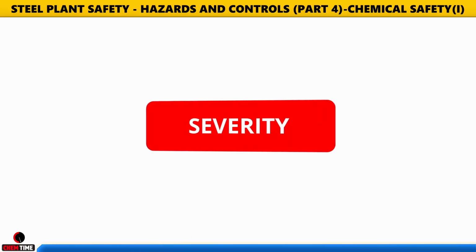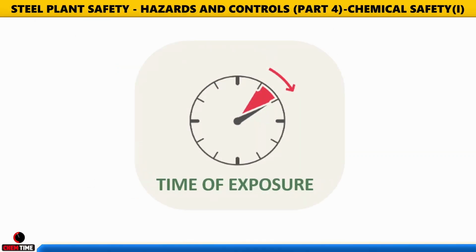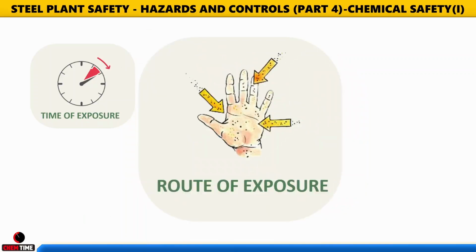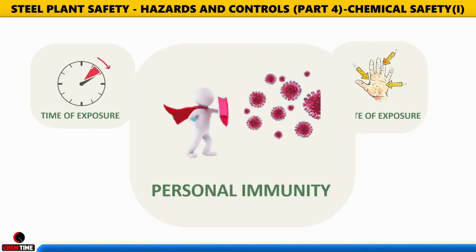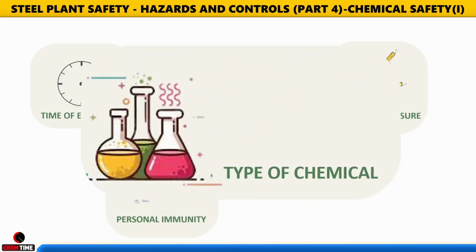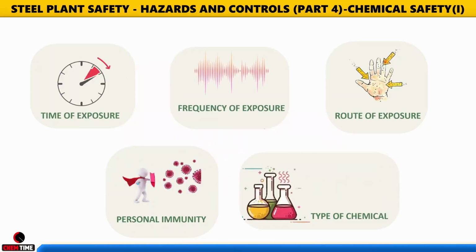Next, the severity. For every chemical, the severity level depends upon these 5 basic principles. Number 1, time of exposure: the amount of time you have been exposed to that particular chemical. Number 2, the frequency of the exposure: how frequently you are getting exposed to that particular kind of chemical. Number 3, the route of exposure, just like the routes of exposure we have talked about: absorption, ingestion and inhalation. And number 4, personal immunity: how immune you are to any chemical entry into your body. And number 5, the types of chemicals. We will be talking about the types of chemicals in our next slides. So this is how a chemical hazard can be identified.